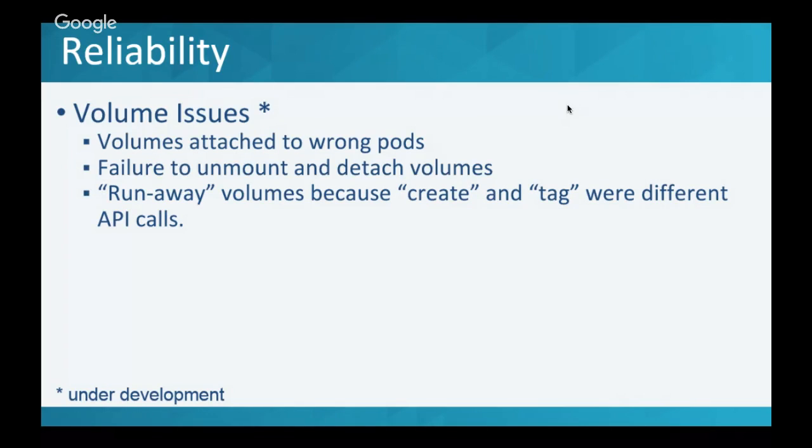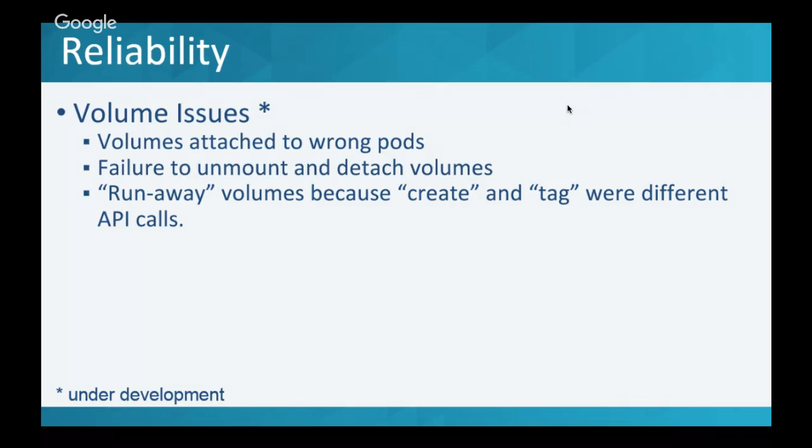Runaway volumes, because create and tag were two different API calls. I think this has been fixed by AWS recently, a few weeks ago. But earlier, you had to make two different API calls to AWS: one to create a volume and get back a volume ID, and then go back to AWS and tag it with your cluster name.